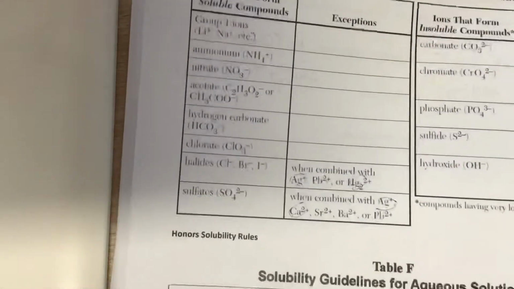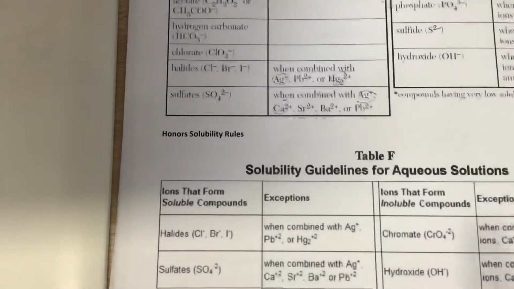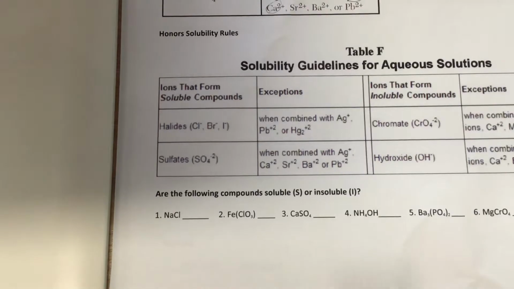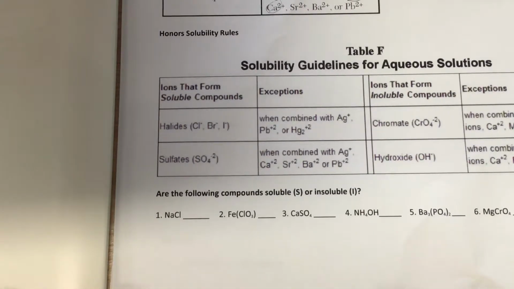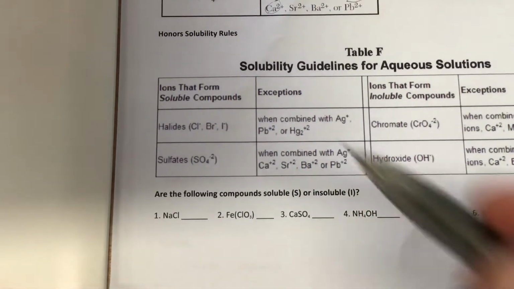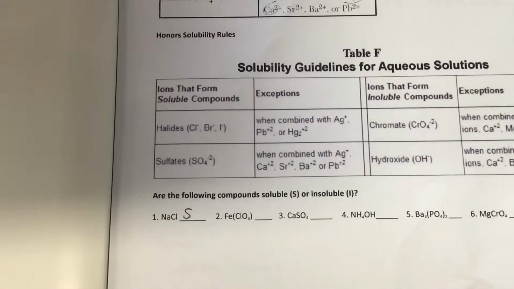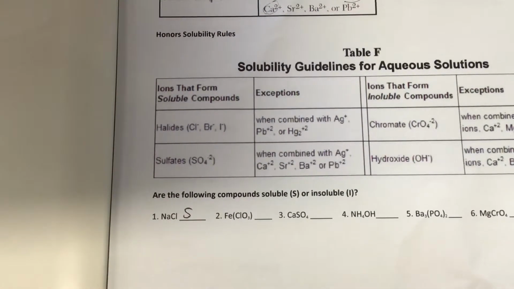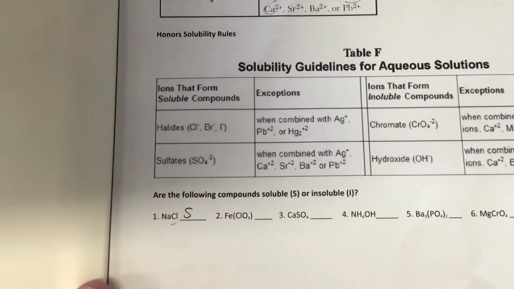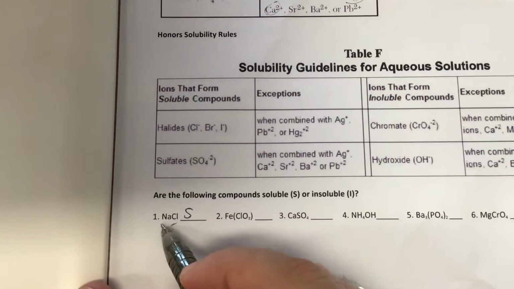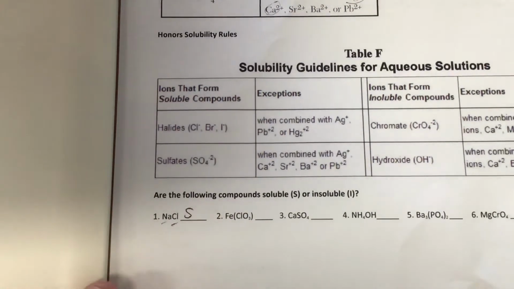Okay. So if we go down to the bottom, it says, are the following compounds soluble, S, or insoluble, I? So I don't even need to think about sodium chloride. I've seen it dissolve many times throughout my life in water. Okay? But why would that be? Well, it's got a halide, which is generally, chlorine's a halide, generally soluble, and it's got a group 1. Okay, so what's this one?